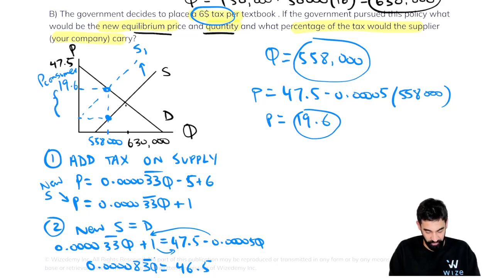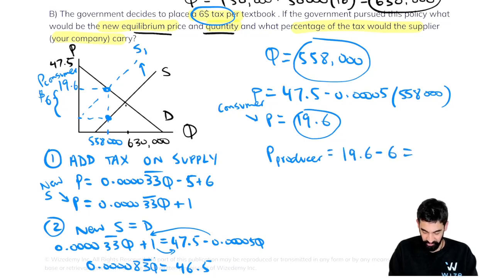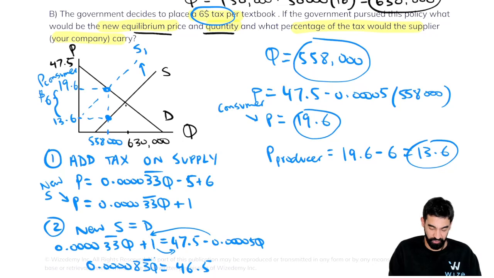And how's that possible? If I'm paying this much, how can the producer be receiving this much? Where's the remaining amount going? That's the tax. So if it's a $6 tax in this case, this is for the consumer, so the price for the producer would be this minus 6. So that must be 13.6. That would be down here. At the store, the consumer pays 19.6 for the book. The producer keeps only 13.6 in their pocket, and the remaining $6 they give to the government at the end of the month or at the end of the year as tax.